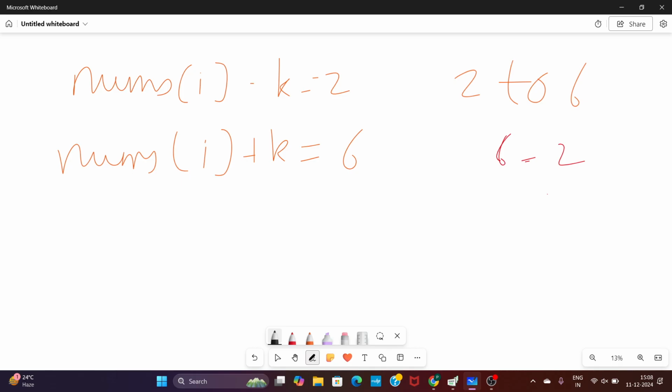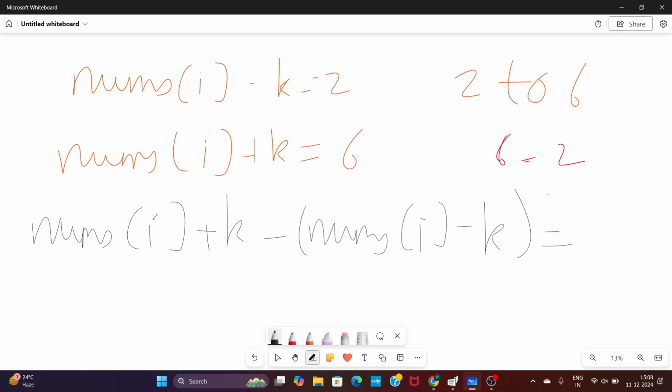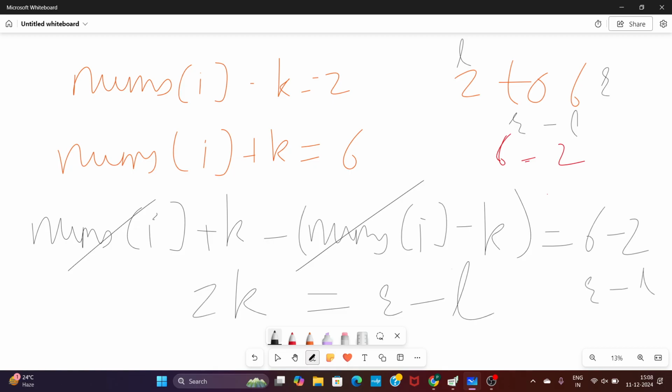It will be nums of I plus k minus nums of I minus k, meaning 6 minus 2. 6 is R and this is L. We are doing R minus L. Nums of I and nums of I cancel, and now it will be 2k. So 2k equals R minus L.